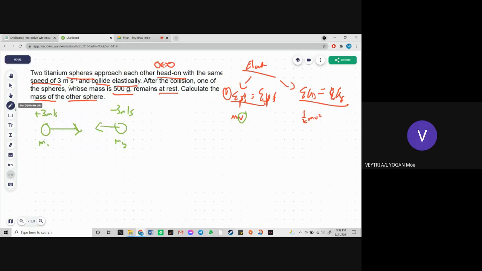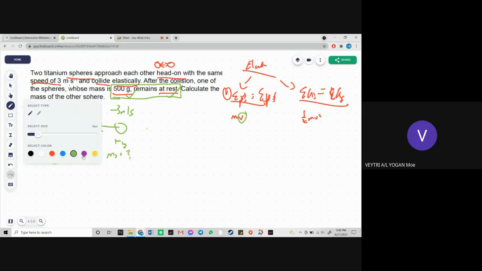Okay, dia cakap collide elastically, which means lepas collision, it moves away, right? But dia juga bagi extra information, which is one of the sphere atau bola yang langgar, which is 500 gram in mass, remains at rest. Maksud dia, you guys can assume, okay, over here, I would like to assume the mass of first one, 500 gram. Mass of first one 0.5 kg. Kenapa tukar kepada SI unit? Alright. So, mass untuk yang kedua, you do not know.